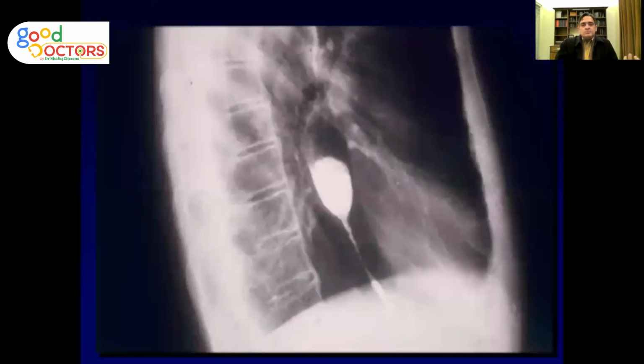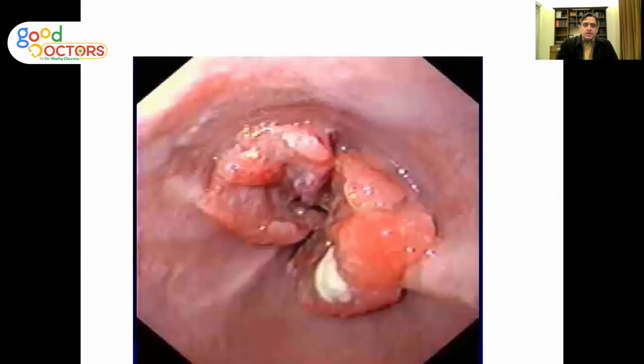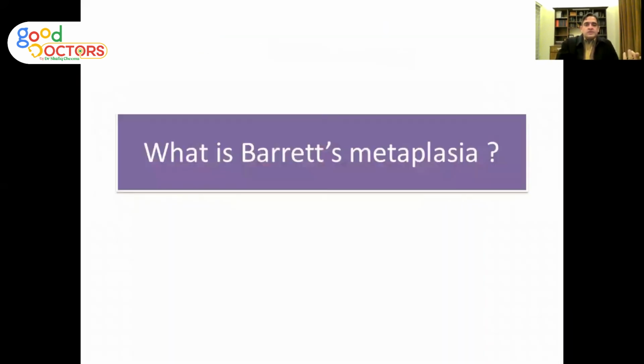Strictures can be long, but still manageable with endoscopic modality. Then one of the long-term complications of reflux disease is adenocarcinoma. But this is not basically the direct transformation from reflux disease. Adenocarcinoma is the outcome of a long-standing Barrett's metaplasia. So we need to briefly see what Barrett's metaplasia is.